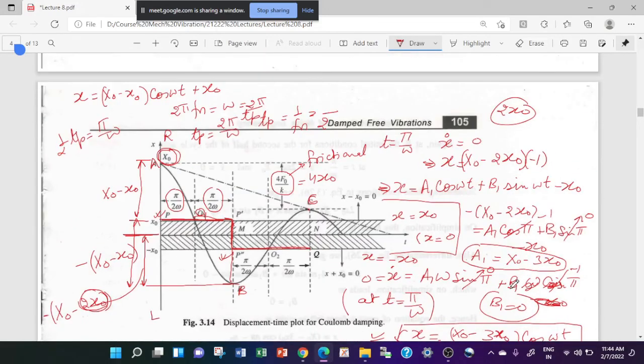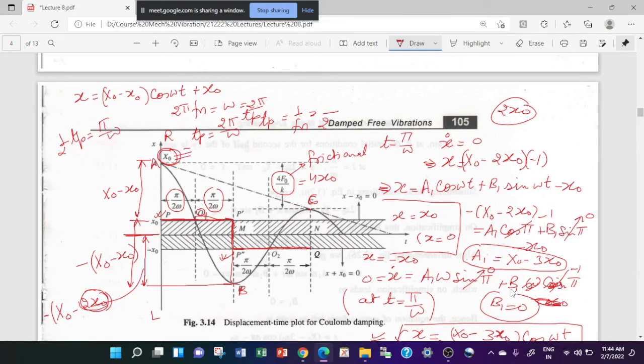So at this point A, what is your energy in the spring? Half k xa square. Suppose this is your xa. And at this point B, what is the energy of the spring remaining in the system? Half k xb square.